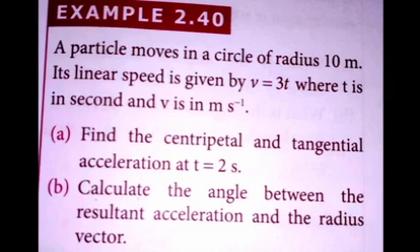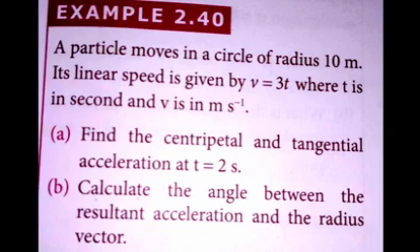Students, now we see one example problem related to non-uniform circular motion. Example 2.40. See the question. A particle moves in a circle of radius 10 meter. Its linear speed is given by v equal to 3t, where t is in second and v is in meter per second. We have to find centripetal and tangential acceleration when t equal to 2 seconds, and second, calculate the angle between the resultant acceleration and the radius vector. Very important problem, students.